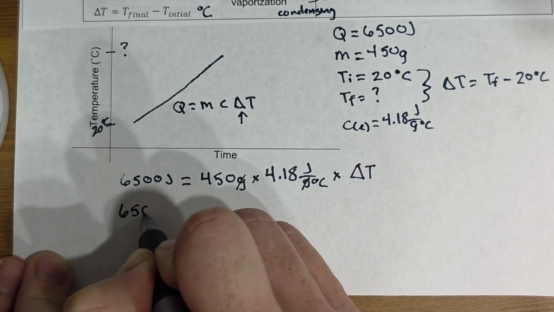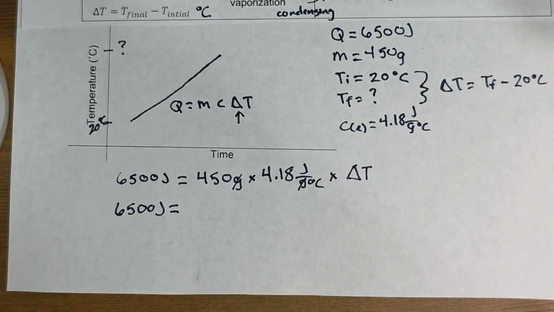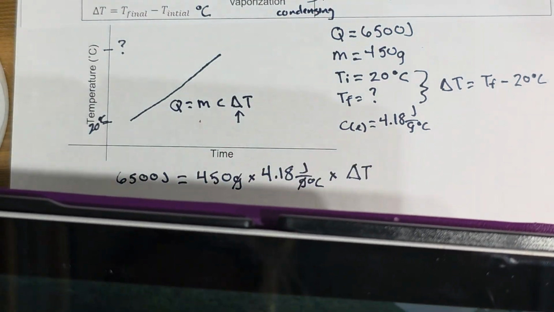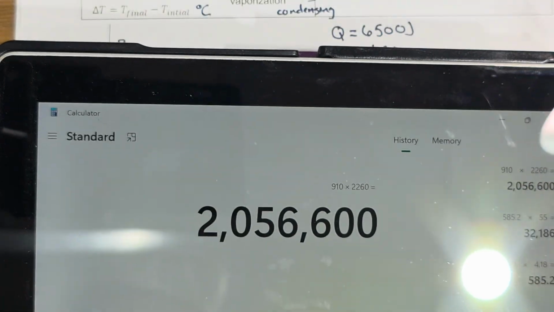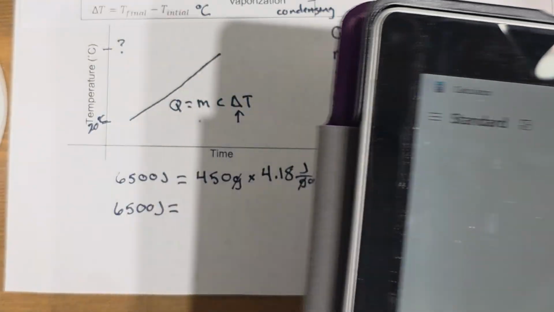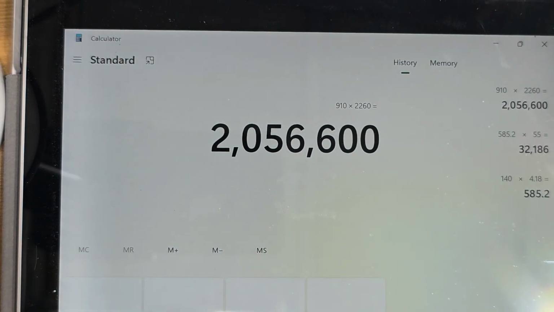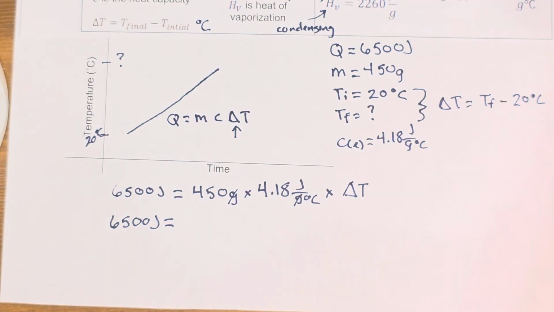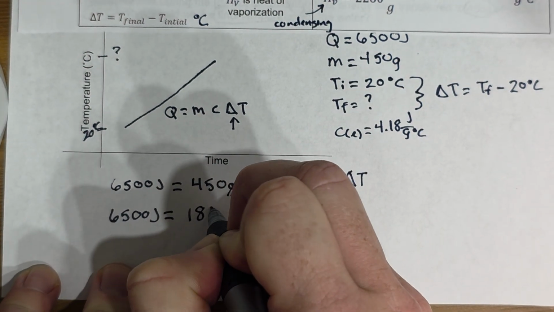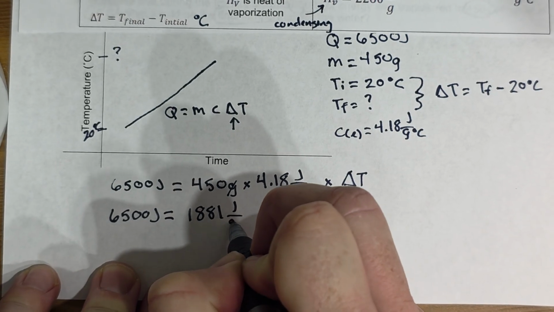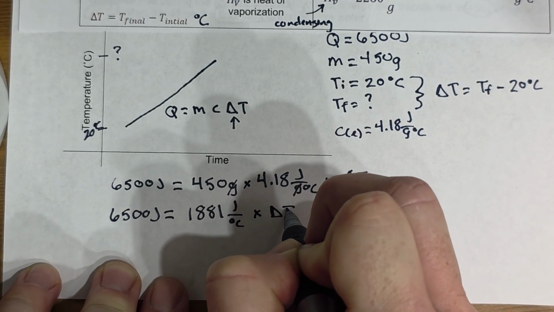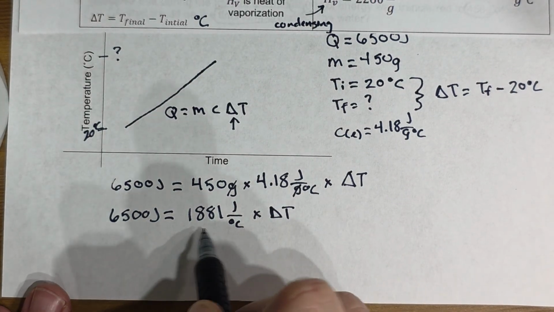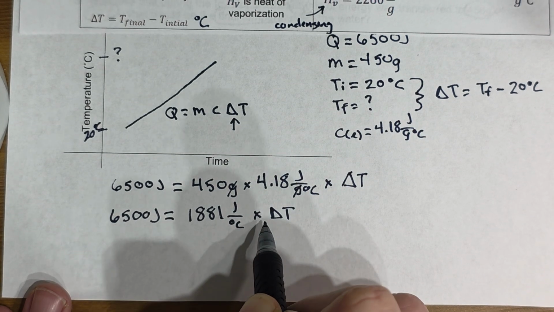So I'm going to say 6,500 joules equals 450 times 4.18. 450 times 4.18 is 1881. 1881 joules per degree Celsius times delta T. Fantastic. I've simplified this a bit to make it easier on myself. I have 1881 joules per degree Celsius times delta T.